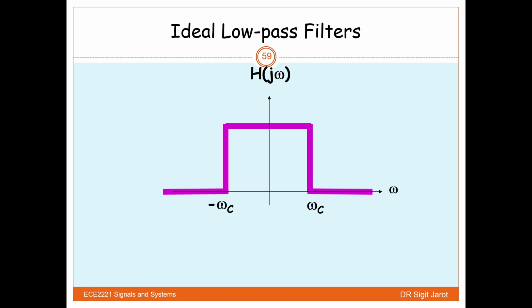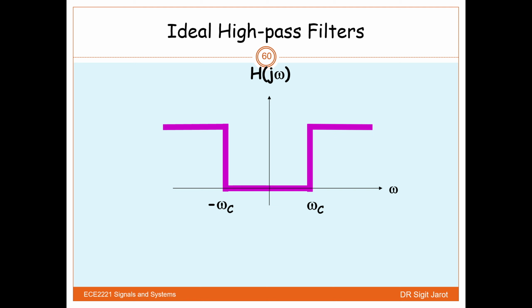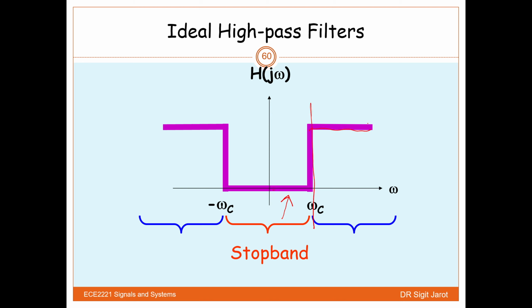For a low pass filter, it will pass at low frequency, starting at 0, and at high frequency it will stop. This is the cut-off frequency. So the pass band and stop band are the differences. For high pass, at low frequency it will reject and pass only at high frequency.